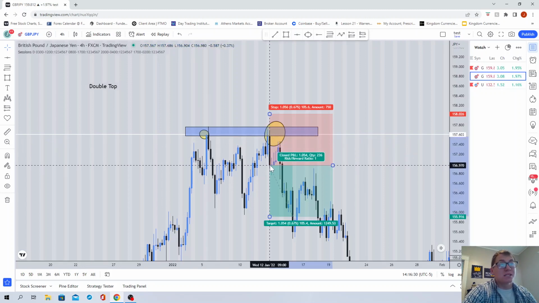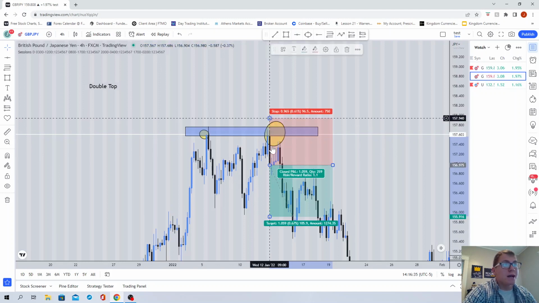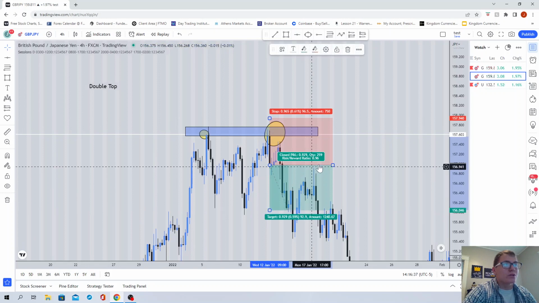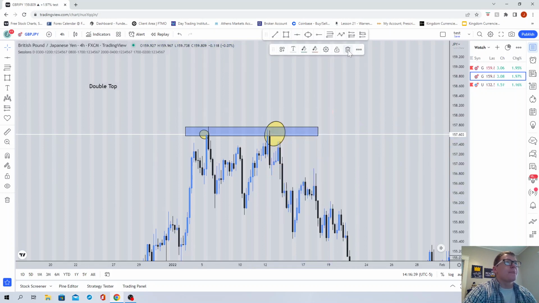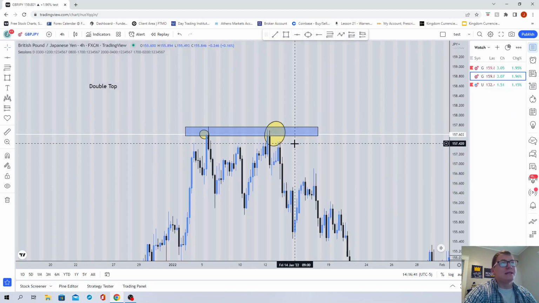But honestly, at this point, I wouldn't have got in off this bearish engulfing simply because my stop loss would be massive, and the risk reward isn't there for me. Okay, but like I said, we're just finding market patterns.